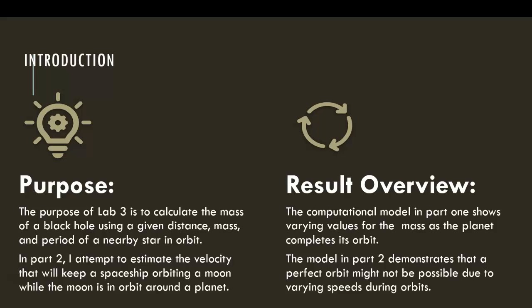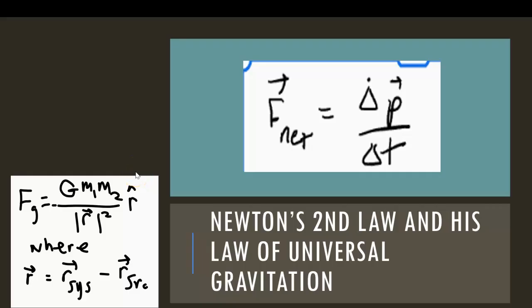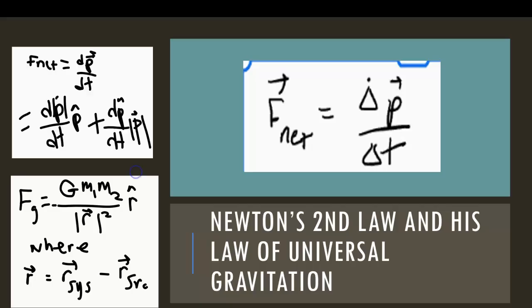and the model in part 2 demonstrates that the perfect orbit might not be possible due to varying speeds during multiple different orbits. In this lab, we see a continuation of Newton's second law, which states that F net equals the change in p over the change in t. We can change this into an instantaneous value, which signifies the change in speed as the change in magnitude of momentum times the direction, which is unchanging, and the change in direction as the magnitude is unchanging.